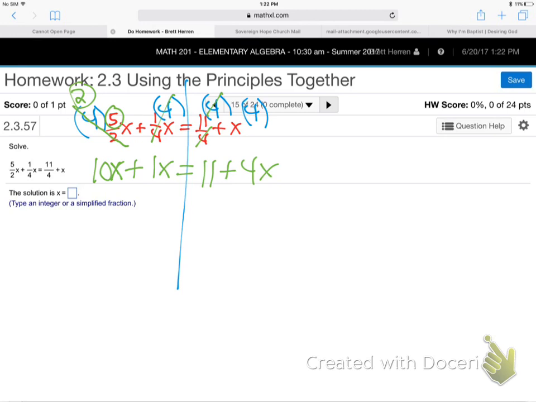So 10x plus x. Those are just x's on the same side. So they just like term together, right? 10x plus x is 11x. So that's what we do with x's on the same side, just like terms, right? Now, what do we do with the fact that we have some x's on one side, some x's on the other?